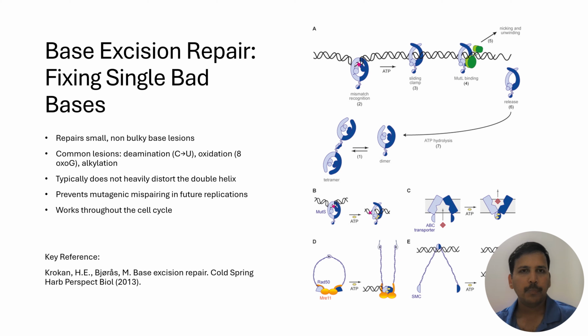BER constantly patrols DNA through the entire cell cycle, correcting these subtle chemical changes before they are locked in as permanent mutations. Different DNA glycosylases recognize different lesions, giving BER a high degree of specificity and flexibility.